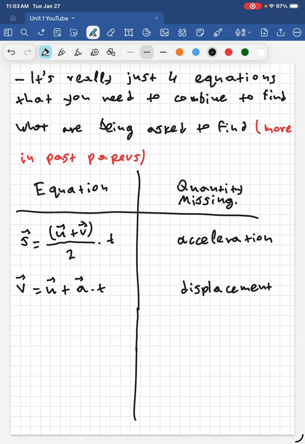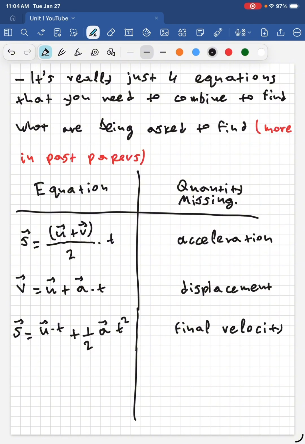The third SUVAT equation is given by S equals U times T plus 1/2 A T squared, okay? What does this equation tell us? That if we know the initial velocity and the acceleration of the object and the time elapsed between some initial velocity and some final velocity, we can determine the displacement. What's missing here? The final velocity, okay?